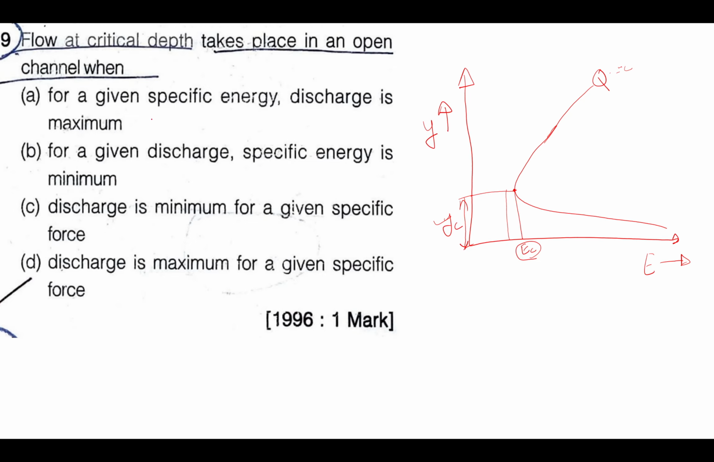Read the options one by one. For a given specific energy, discharge is maximum. This is wrong. For a given discharge, yes, the specific energy is minimum. Option B will be correct for that.